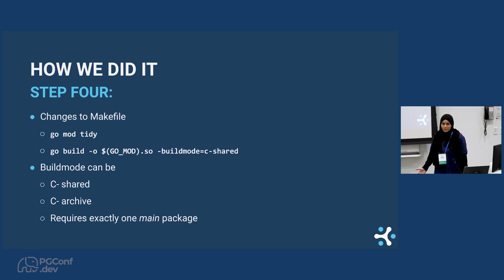So now the other part is how do we make it finally compilable, which is to change your extension makefile. So you add all this Go build directive there.